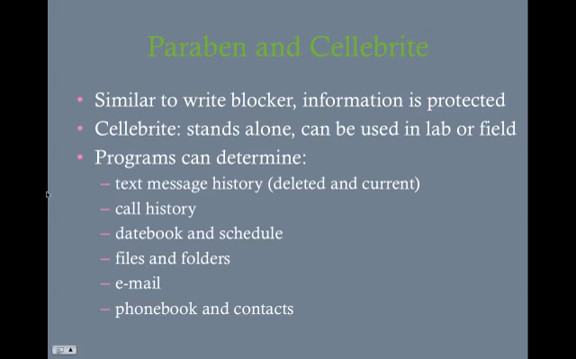Next, we are going to talk about Paraben and Celebrate. Paraben is a tool that is used to examine cell phones. In order not to compromise the evidence, Paraben creates a block on the information, much like a write blocker on the computer. Then, using the correct cables, information such as text message history, both deleted and current, as well as call history, date book and schedule, files and folders, email, the phone book, and many other aspects of the phone can be found. A similar program that can determine information about a cell phone is called Celebrate.